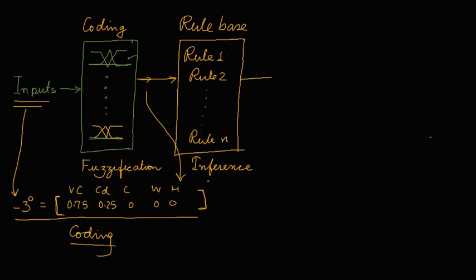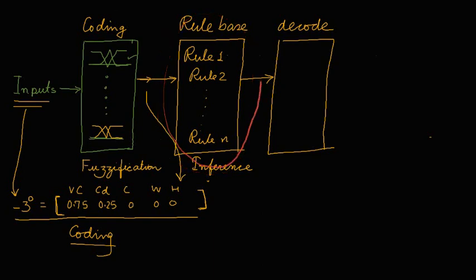Which we were referring to earlier. And then comes the last block, which is going to decode. Here we were processing in the fuzzy domain. This rule base is processing in the fuzzy domain. It takes fuzzy inputs and gives fuzzy output. But as we did here, we took some discrete values and fuzzified them so that we can use this fuzzy system. Now this fuzzy system is going to give output in fuzzy form. But finally we want an output which is a discrete value like this. So here we need to decode, and that is why this is called defuzzification.